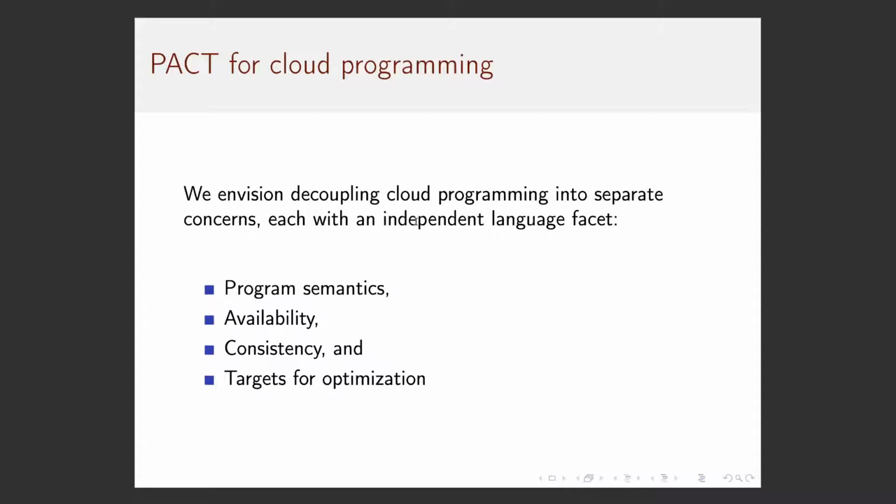Okay, let's move to their agenda. They envision the programming framework to consist of independent facets, and they name four: program semantics, availability, consistency, and targets for optimization. The vision is that the developers would be able to provide at a high level some declarative specifications of these, and the lift and support compiler, in the program semantics, would be able to lift this to an intermediate language that the compiler understands, and the compiler and the framework tools treat these facets independently of each other and help with the cloud deployment.